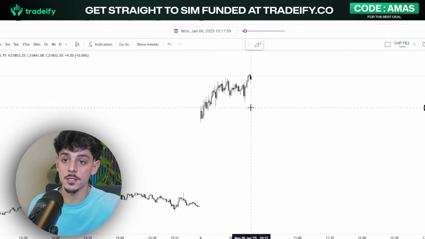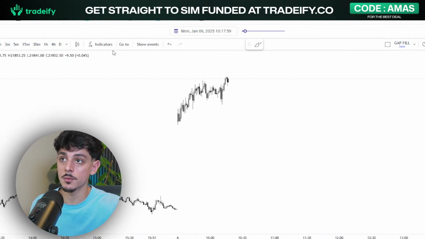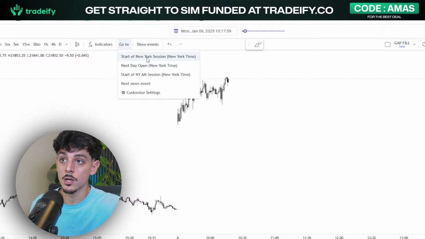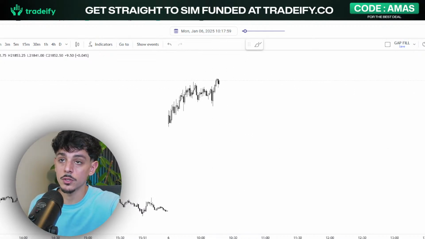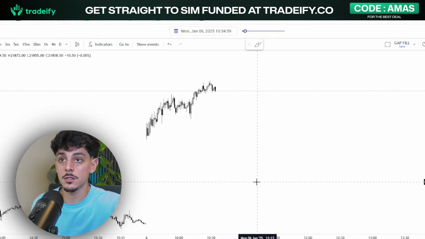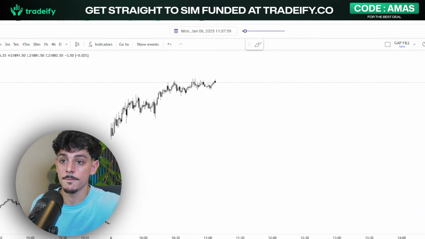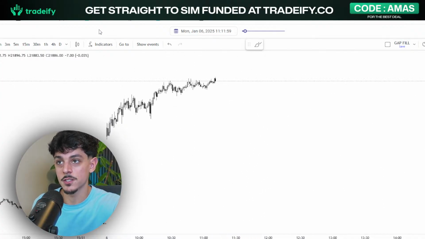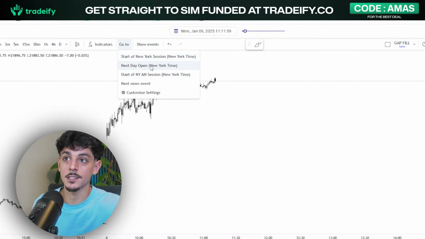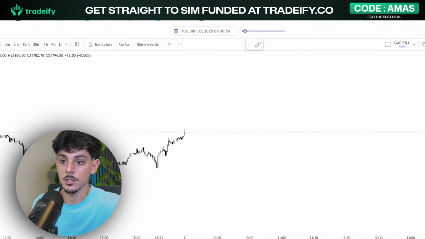So right here in this case, I would not even be looking for a trade anymore. I would just go to the next day open, or let's see what it does though, but this is not something you would be interested in. This is just a bull trend. So exactly like I said, you don't want to engage in those trades.